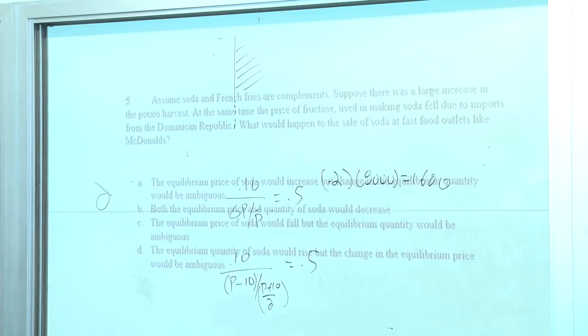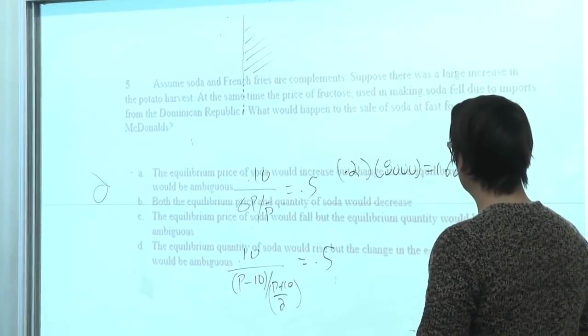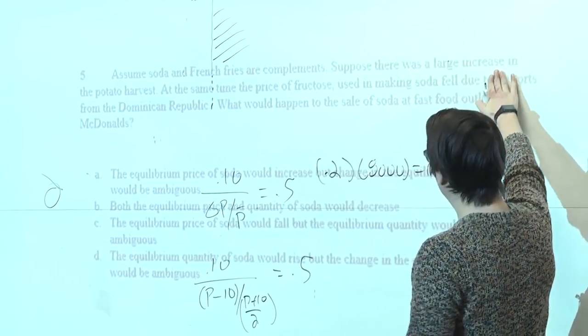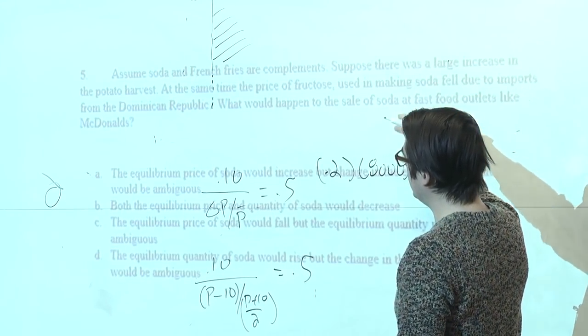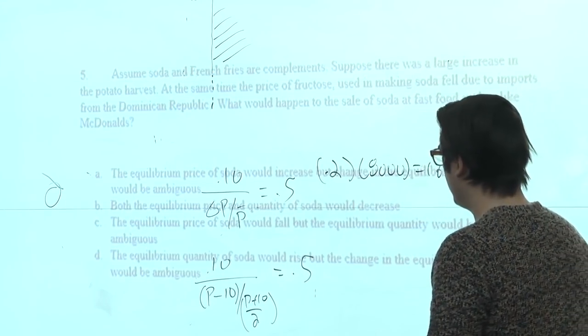Okay, yeah, so we have 2 complement goods, and we have an increase in the potato harvest and an increase in the price of fructose.